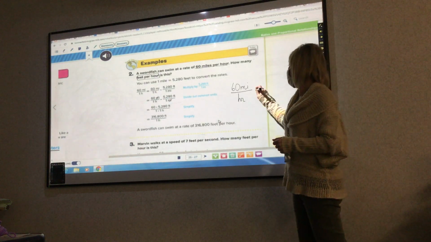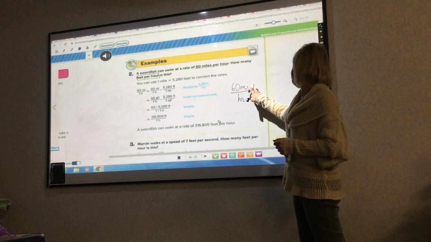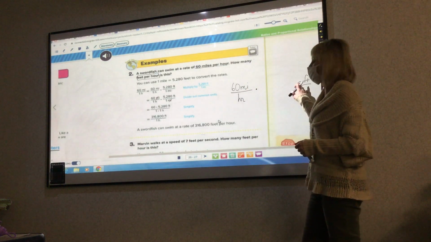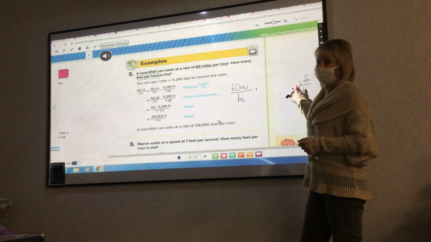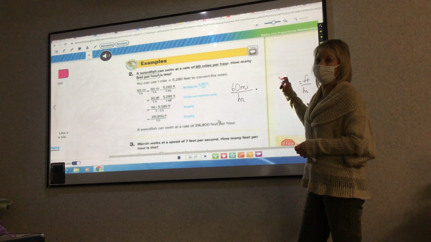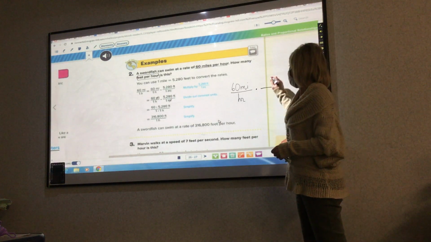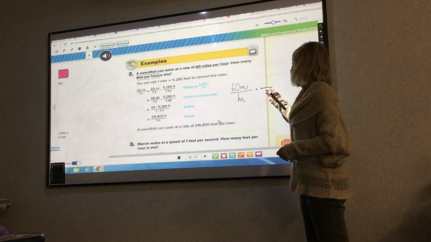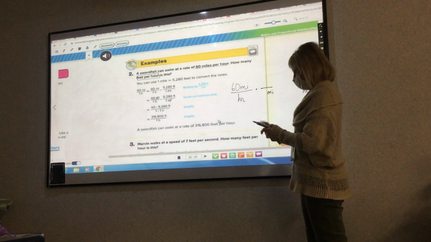So then, I'm looking at miles. Do I need to change from miles? Is it ending with miles? Nope, it's ending with feet. So I need to change my miles to feet. Okay, so should miles be at the top or at the bottom? Bottom, because then that can cancel each other out.